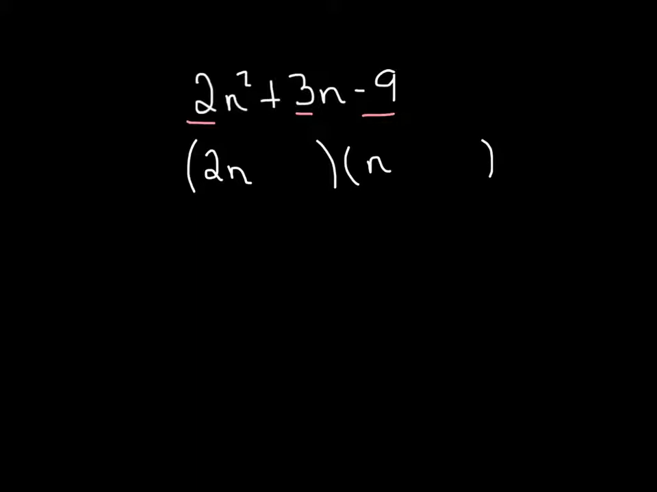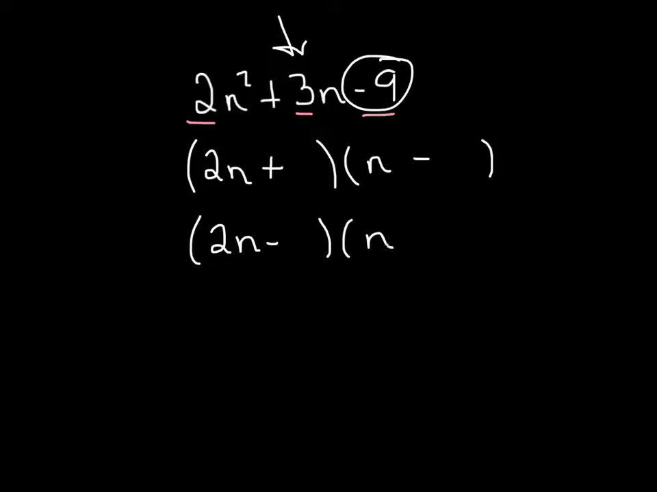And then I have to think, okay, my last number here is negative, and the number in the middle here is positive. So I know the signs need to be an addition and a subtraction sign, right? A positive and a negative to get that last term negative. So this is a possibility, or this is a possibility. I don't really know which one it is yet, so I'm going to write both down and know that one of these is going to work.